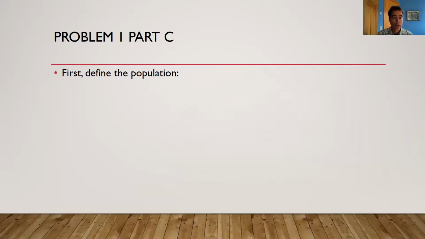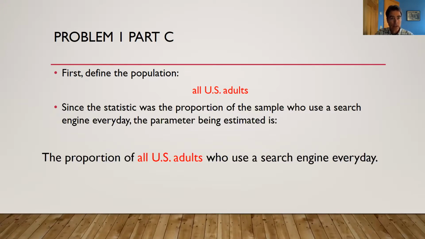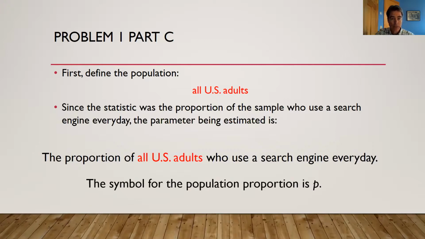So in each one, what I would do first is make sure you understand what the population is. So here, since the sample was a sample of US adults, it's reasonable to assume that the population is all US adults. And then, since the statistic was the proportion of the sample who use a search engine every day, the parameter being estimated is the proportion of all US adults who use a search engine every day. Now the symbol for the population proportion is simply the letter P.